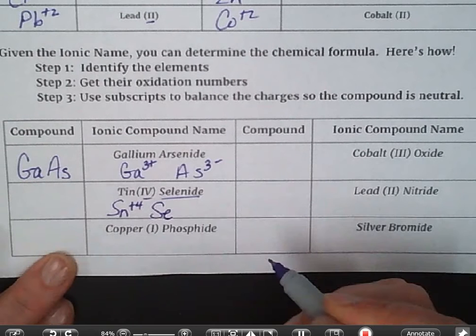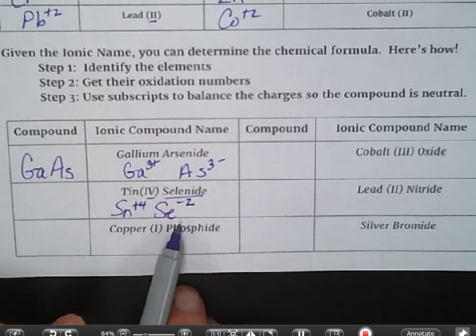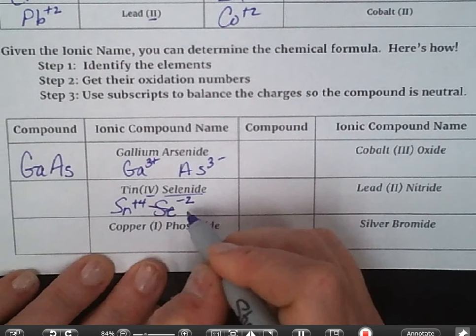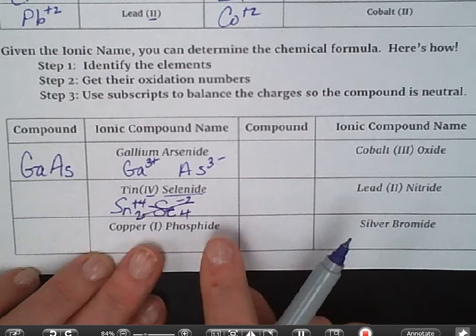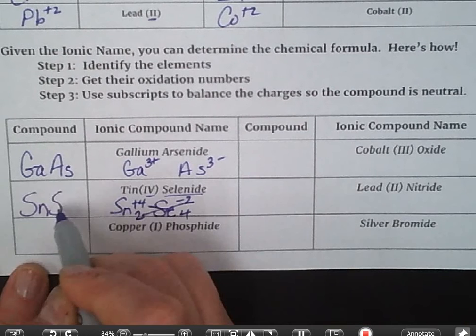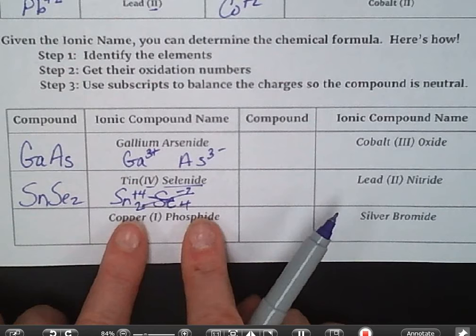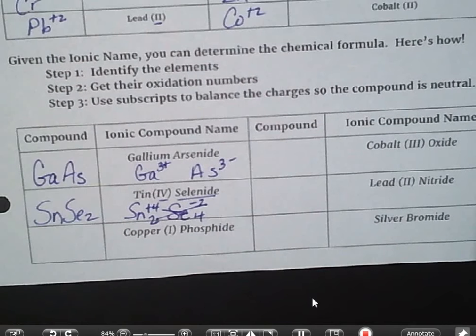There. So I have to get those to balance. If you do the crisscross applesauce, you're going to end up with Sn2Se4, and remember that can be reduced. So this is going to be SnSe2, because I could divide both of those subscripts by 2. Just like if that were a fraction, 2/4, and a fraction reduces to 1/2.